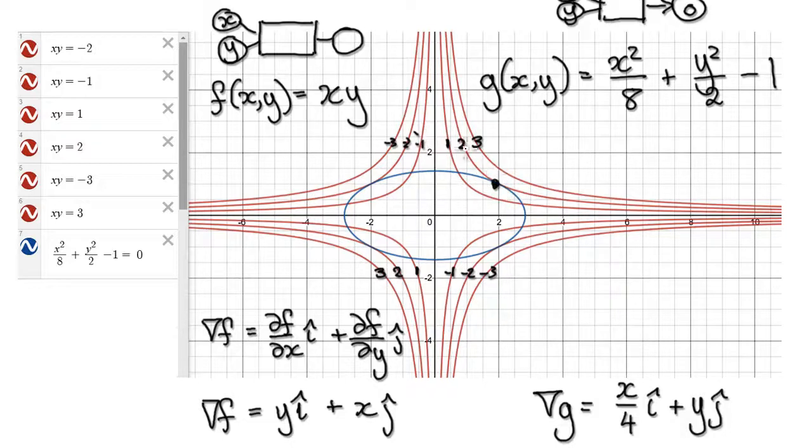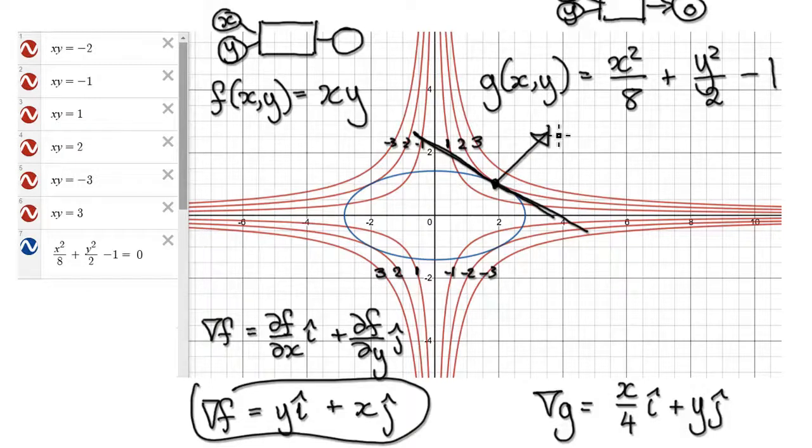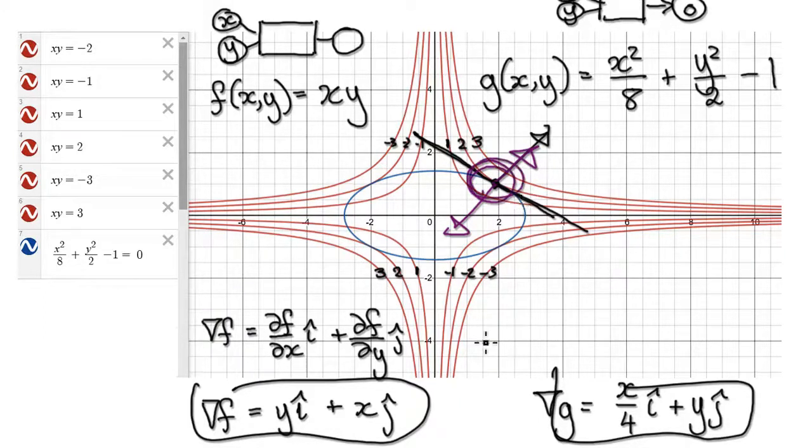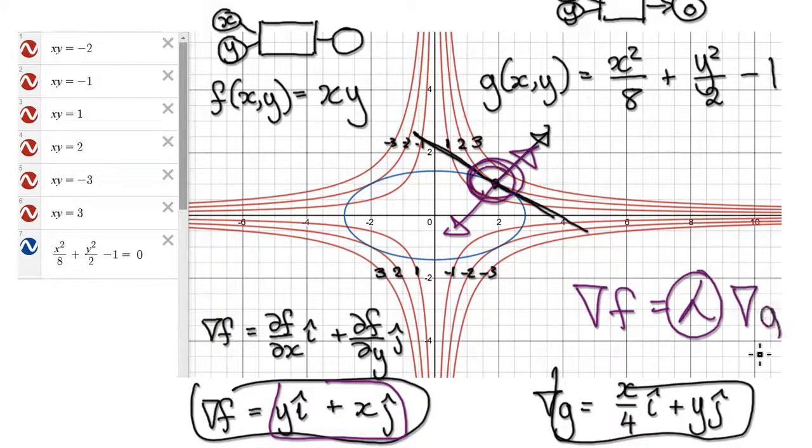So looking at the red level curve, the tangent is right there, and then looking at the tangent of the ellipse, it will still be the same tangent. Looking at the gradient vector, it will probably look something like this, and then looking at the gradient vector of this, it may be pointing this direction or this direction. It doesn't really matter. You see, the highest point or the lowest point occurs when the gradient vector differs by a scalar amount. So the gradient vector differs by some sort of scalar amount of g.